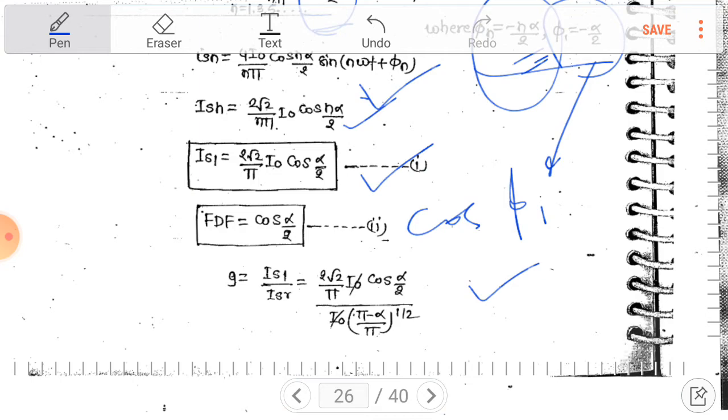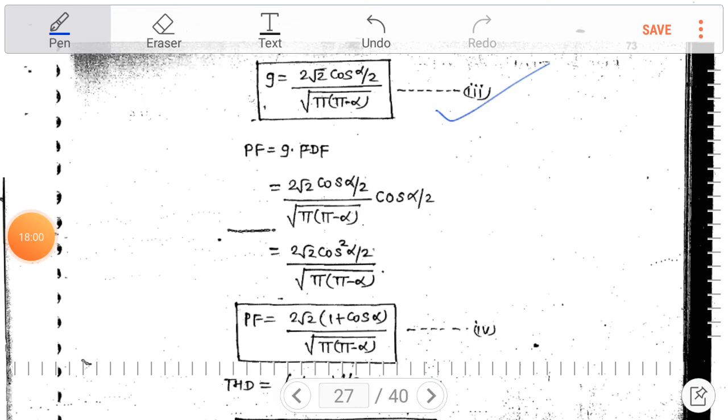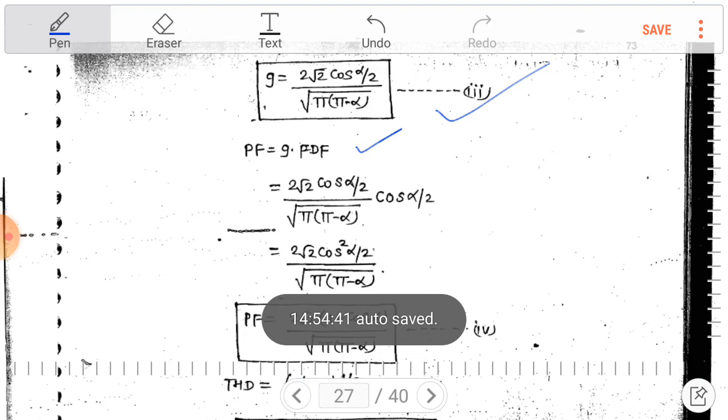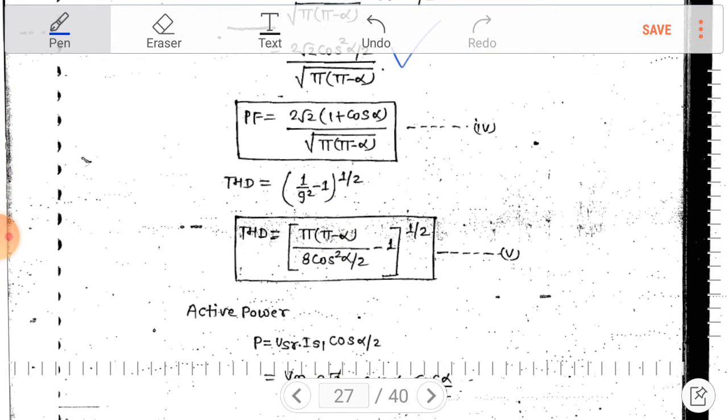Distortion factor is Is1 by Isr. This is the Is1 magnitude, the fundamental source current magnitude, and the source current RMS is I naught times (pi minus alpha by pi) to the power 1 by 2. This is the distortion factor we obtain. We multiply this value with the fundamental distortion factor. This is the power factor we obtain, and if the distortion factor is put in the total harmonic distortion formula, we get the total harmonic distortion like this.